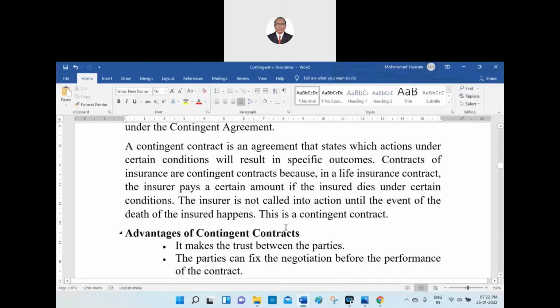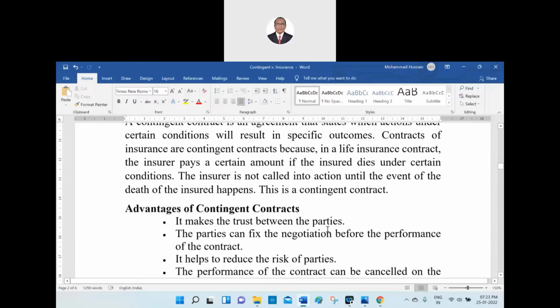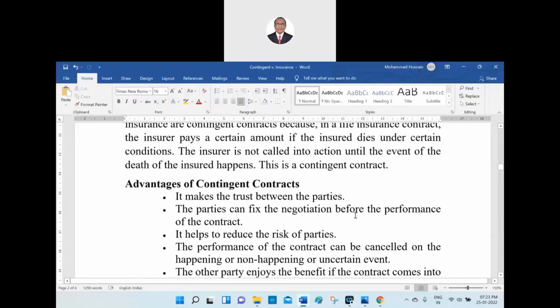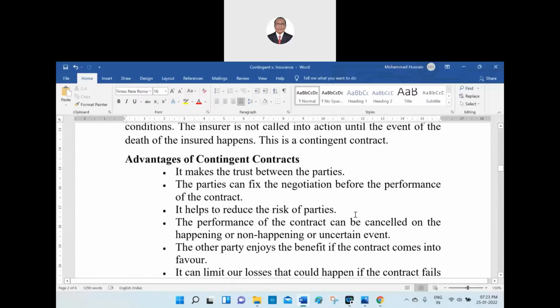The insurer is not called into action until the event of the death of the insured happens. So unless the insured has died, the insurance will not be called on. Suppose the insured does not die in the stipulated time and the maturity time is there, is he going to get the money? Yes, sir, with the interest or whatever bonus, he will get the entire thing. So that is a contingent contract. Insurance contracts are contingent contracts, but it is not an indemnity contract. Life insurance, I am speaking about.